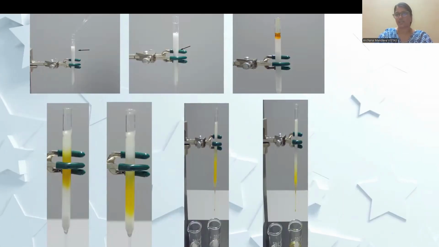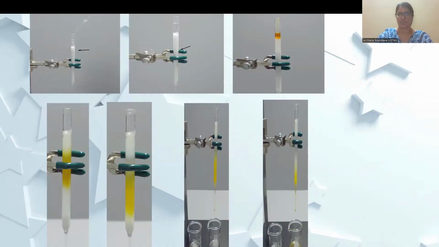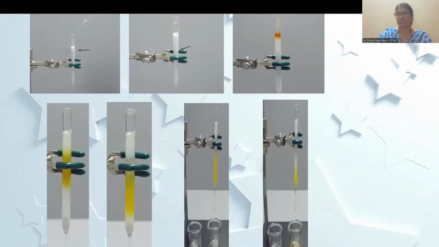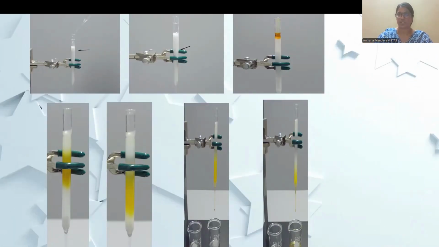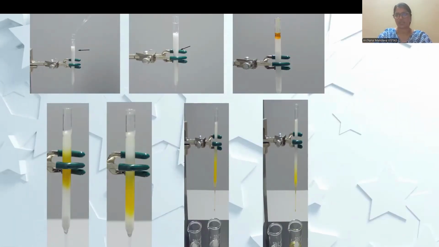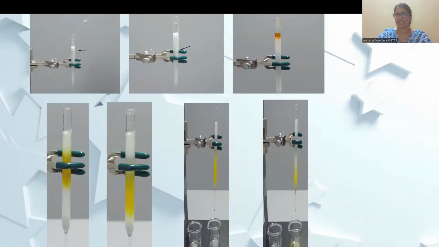In the third step, you can see the sample being introduced into the column. In the fourth and fifth steps, you can see the sample getting separated based on its relative affinities, and in the last picture, we can see the eluent being collected.